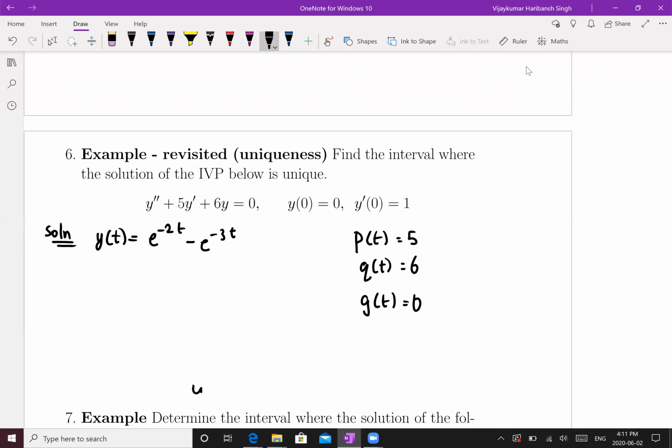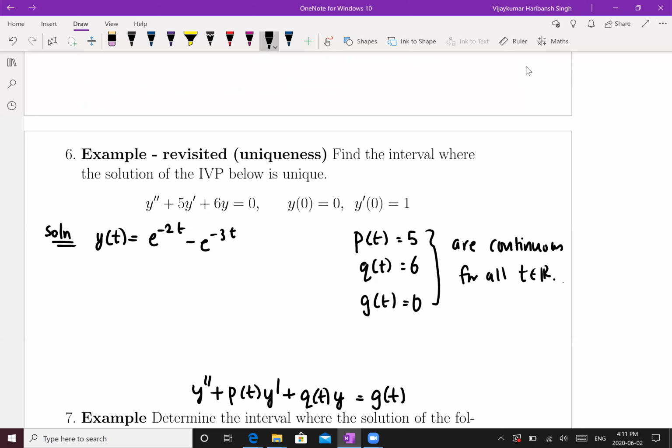Now p and q are constant functions, so these are continuous for all t in R. Therefore, the above theorem guarantees a unique solution for all t in R, or all t belonging to negative infinity to infinity, on this interval.